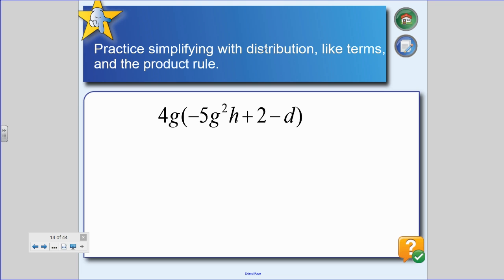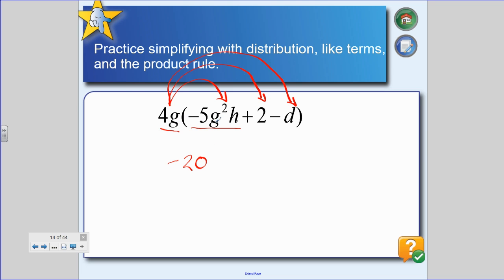All right, so moving forward onward. Let's try this one on your own maybe. Okay, on the outside of the parentheses here, I've got 4g, and that's multiplying all of this junk inside the group. So I've got to multiply a 4g times this term, a 4g times the 2, and a 4g times the d. All right, so let's just deal with the tough one first. That's this very first term. So I've got 4g times negative 5g squared h. And 4 times negative 5 is negative 20.